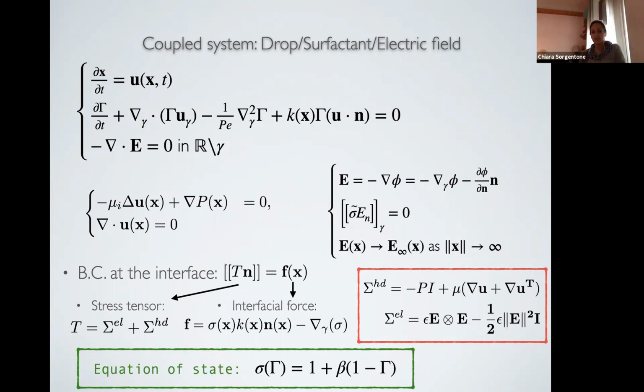And this is 0 if we do not have surfactant. Instead, if we have surfactant, the surfactant is related to the drop evolution through an equation of state that prescribes how sigma should change according to gamma. So here I wrote a linear equation of state, but of course there are several others that you can use.